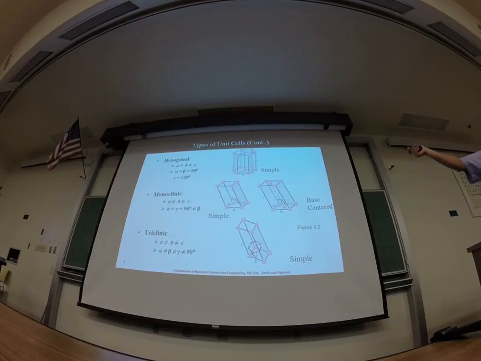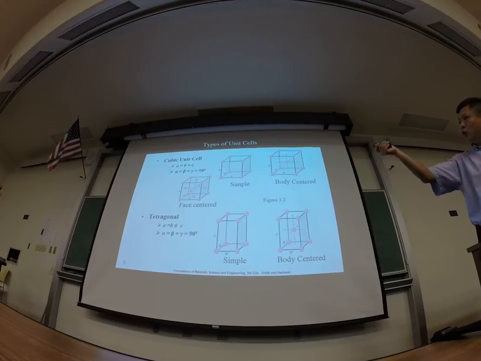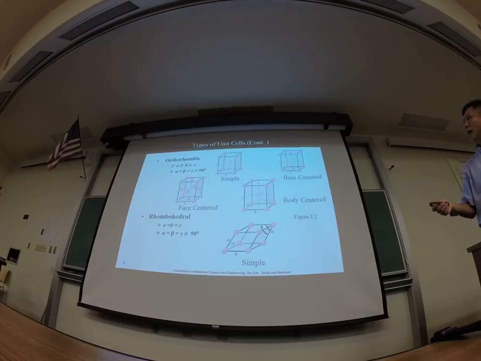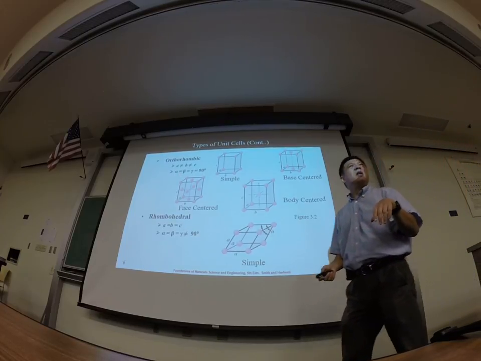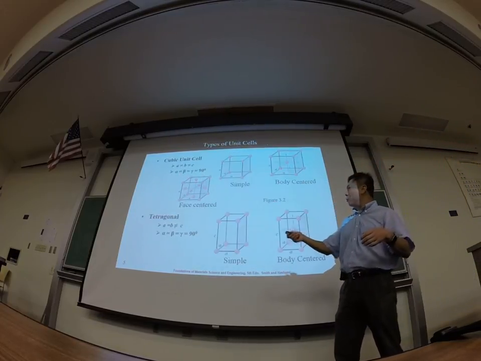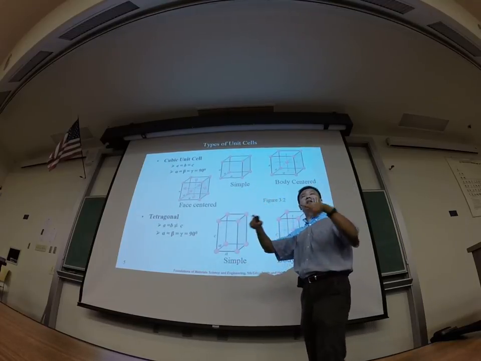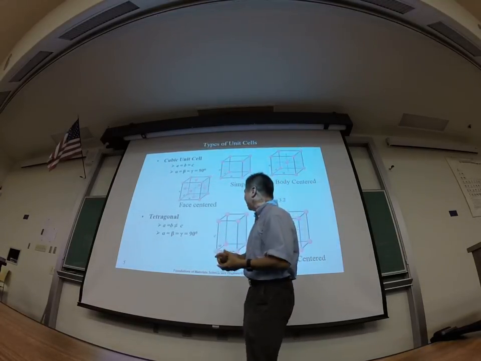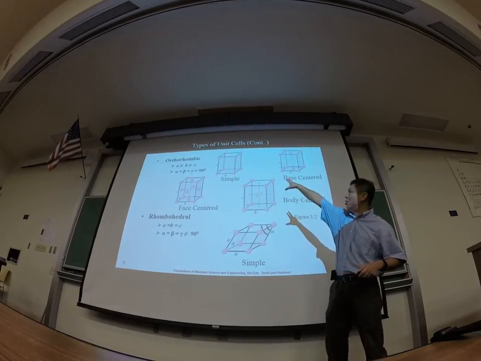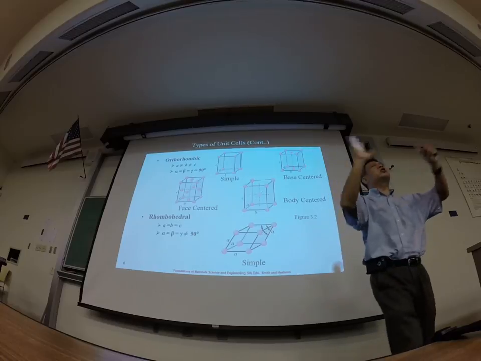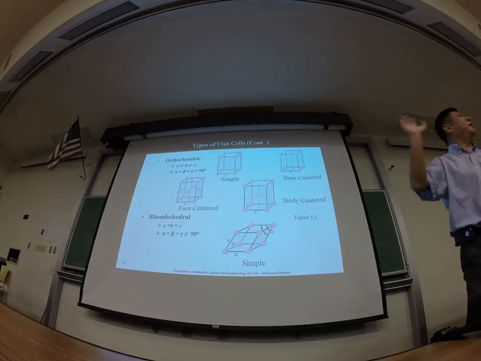And the other three types, now we introduce four types, right? The cubic one, tetragonal one, and the orthorhombic. These three are nearly identical. The only difference is cubic one has all three unit lengths equal to each other. Tetragonal one, two equal to each other. And then the orthorhombic, all the three are different. Okay, A not equal to B, not equal to C.